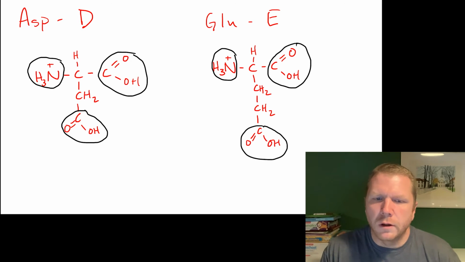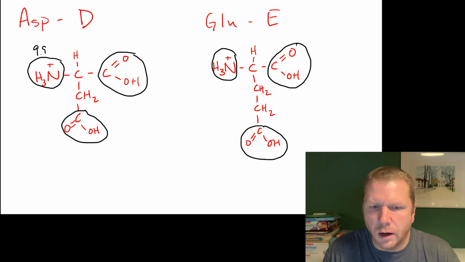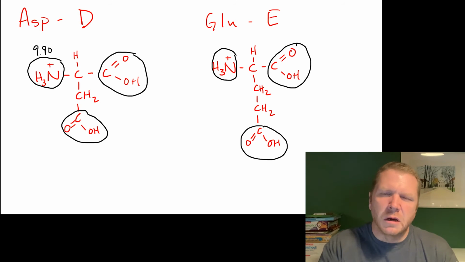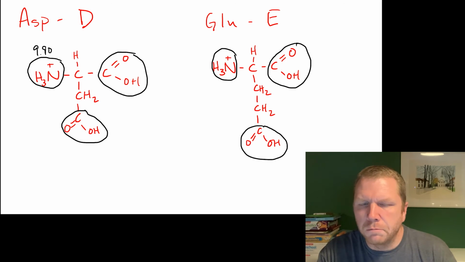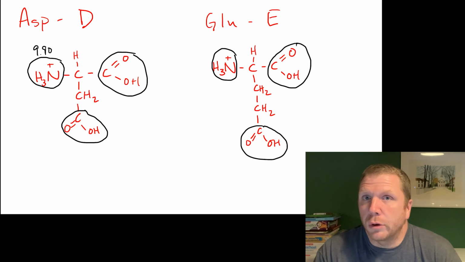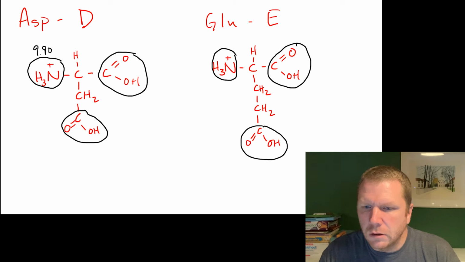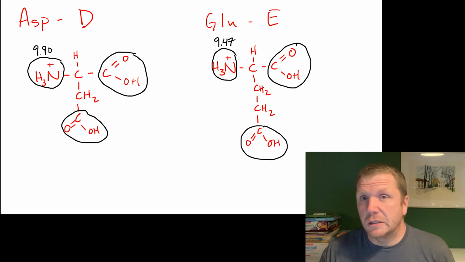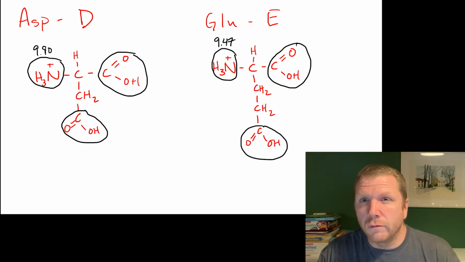Now, for the N termini of aspartic acid, I have a pKa of 9.90. That's a number that, depending on the resource you use, might vary a little bit, probably plus or minus 0.1. So maybe you'll find it as low as 9.8 or as high as 10.0, but it's going to be in that general vicinity. Glutamic acid, on the other hand, is going to be 9.47. Those are both basic groups. Chances are, at a physiological pH of 7.4, those 2 groups are going to be completely protonated.